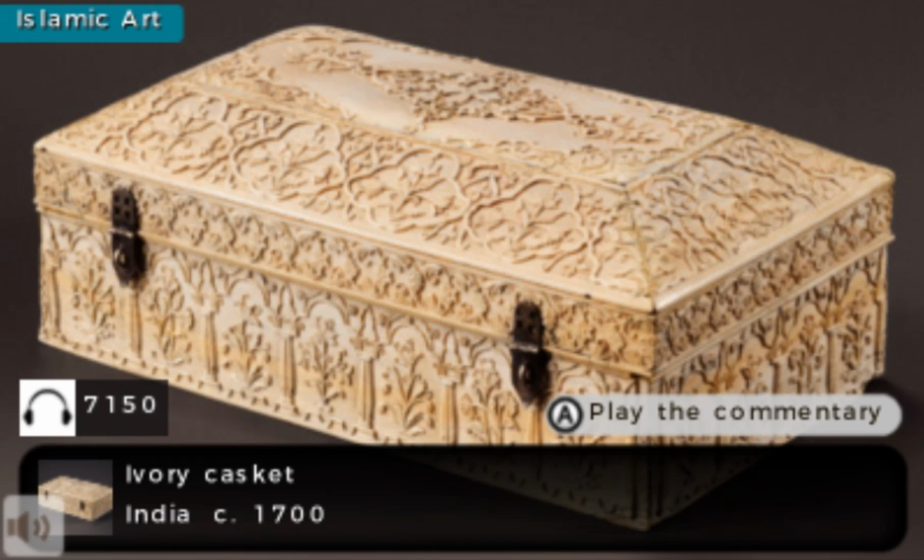The casket dates from the Mughal period, which began in the 16th century in India, and ended with the British conquest in the mid-19th century. This was a period of expansion for India, and an extremely important era for the development of the arts, especially ivory work.